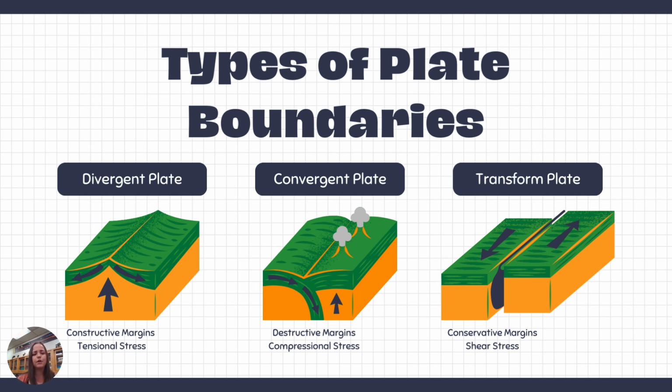Our convergent plate boundaries are destructive margins. They are formed from compressional stress, so pushing together, and we call them destructive margins because they destroy rocks, and we'll get into that when we get to that lecture. And then transform plate boundaries we call conservative margins. They are formed from shear stress, so sliding past each other, and they're conservative margins because they don't create or destroy anything. They just bump into each other, and sometimes there's a little bit of crumbling that occurs. Earthquakes happen, of course, but we don't have any new rocks being formed, and we aren't destroying old rocks either.